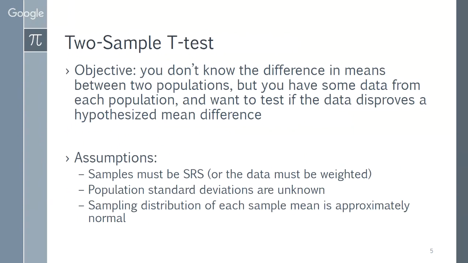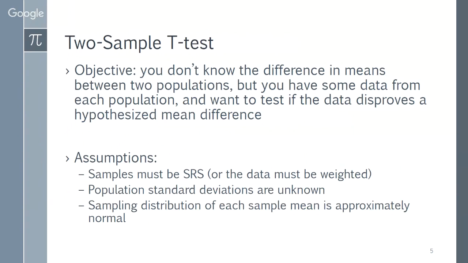Ideally, the difference should be zero. They should be the same, right? So the two sample t-test is what we can use to test this. The assumption is very similar to the one sample t-test, that the samples must be simple random samples, or could be weighted, but for our purposes, they must be from a simple random sample.